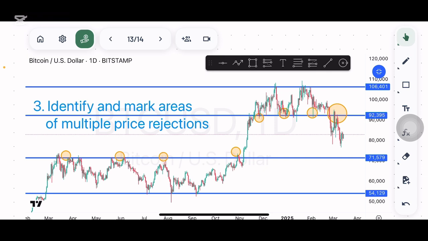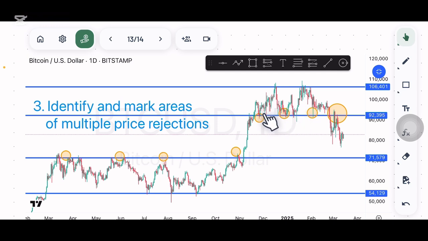Areas of multiple price rejection usually hold a great deal of importance in marking your support and resistance. You can see here how price retested this level multiple times. It was difficult for it to break above it. So when it comes to it, it will not be easy for it to break below it. It is either going to respect it and push upward, or it will drop.